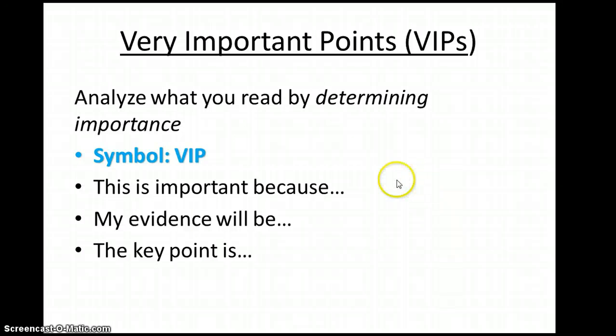All right, the next part is very important points, VIPs. You have been marking these by using the acronym VIP to trace all the very important parts of the plot or story development. You're going to analyze what you read by determining importance. The symbol is VIP. Stems are, this is important because, my evidence will be, or the key point is.